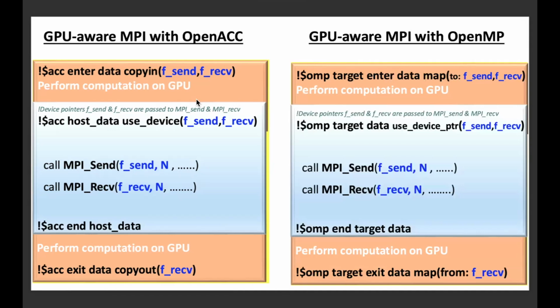So this is a comparison between GPU-aware MPI with OpenACC and GPU-aware MPI with OpenMP. Once again, you can see that the structure is really the same, with a slight difference. If you have MPI with OpenACC, you can straightforwardly port it to MPI with OpenMP. This would be necessary if you have OpenACC with C or C++, because this is not supported on Lumi. So in this case, you need to port it to OpenMP.